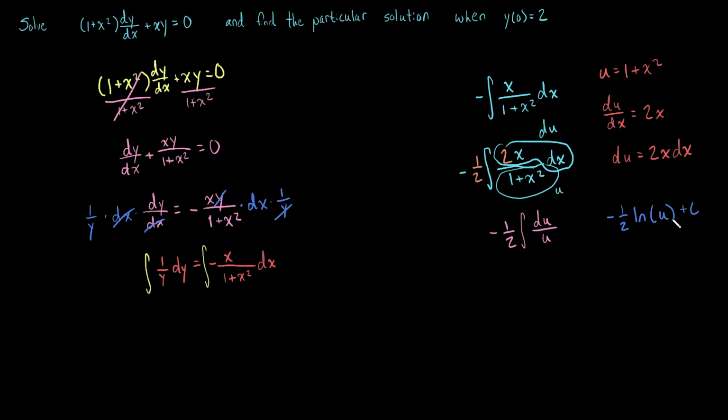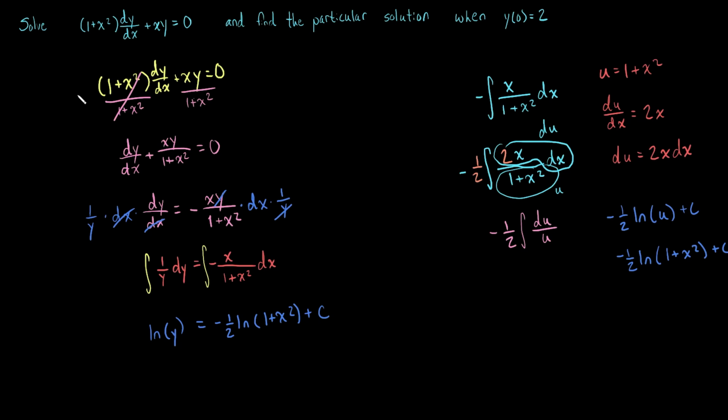Well, we're not dealing with u's, we're dealing with x's. So I want to get rid of this u, and we know what u is equal to. We said u is equal to 1 plus x squared. So negative 1/2 natural log of 1 plus x squared plus c. Going back over here, we know that this is the natural log of y. It's equal to negative 1/2 the natural log of 1 plus x squared plus c.